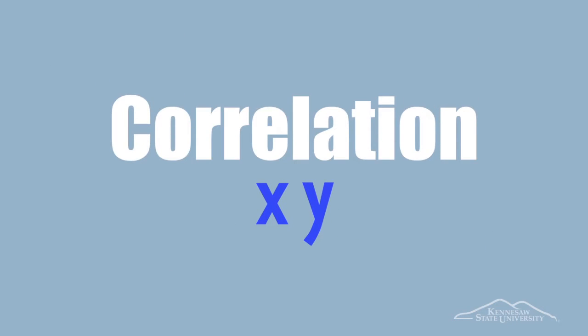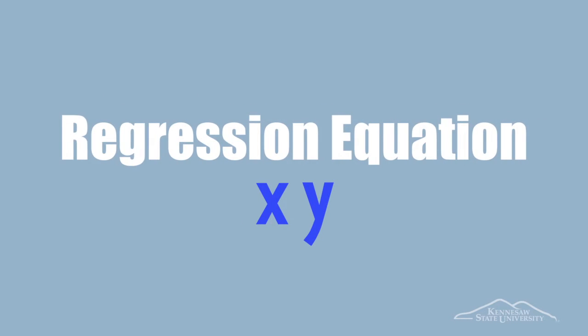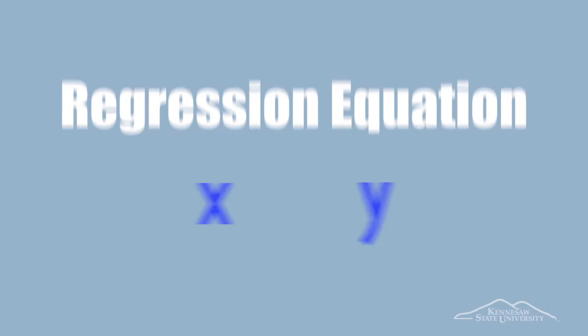We can take this idea of correlation a step further and determine the equation that best represents the relationship between the two variables. This is called the regression equation. If the correlation is high enough, we can use the regression equation to predict what the value of y will be for different values of x that we don't have data for. This can be very powerful.